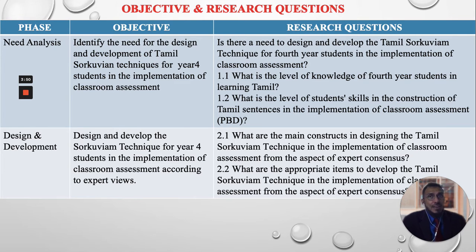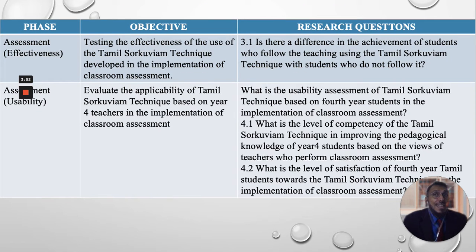And the next was the phase of assessment, where we divided it into two. Number one is effectiveness. Number two is usability. Based on the effectiveness assessment, the aim was testing the effectiveness of the use of the Tamil Sorcuviam technique developed in the implementation of classroom assessment. So the question was, is there a difference in the achievement of students who follow the teaching using the Tamil Sorcuviam technique and those who do not?